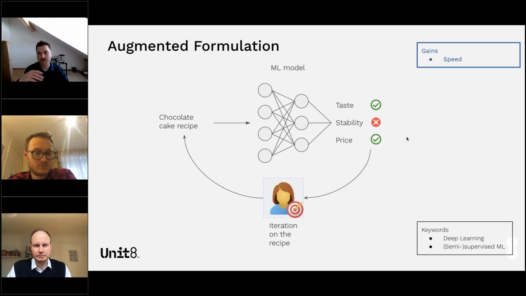And then by giving this feedback to the person designing the recipe, we can hopefully allow faster iterations, and instead of cooking the cake every time, you can just get quicker feedback and iterate faster. So the main gain here is speed, basically.